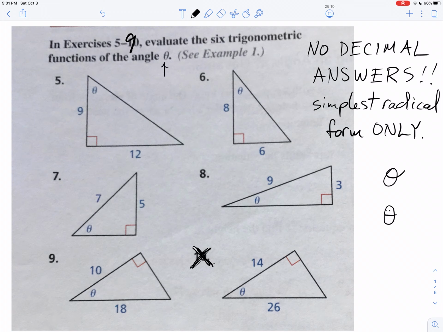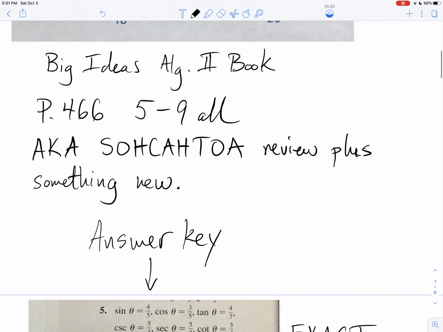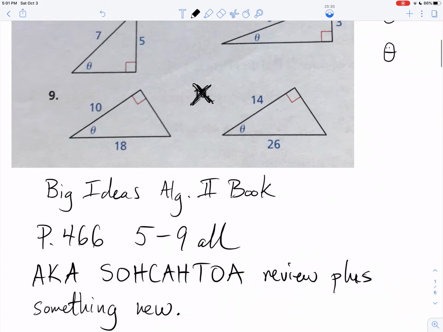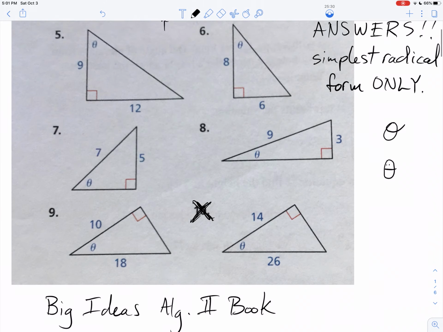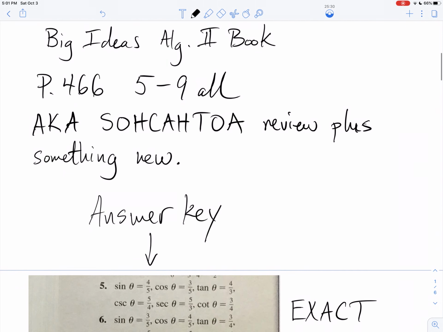It really is. Now, these 5 practice problems do have answers. So take a picture of this. Then, here we go. I'm going to scroll down to the answer key. These problems, though, just so you know, are from the Big Ideas book. I just wanted to pick out some problems. So if you can't read the assignment, well, it's on page 466 in the Algebra 2 book. Not the trig book, the Algebra 2 book. Page 466, 5 through 9 all.